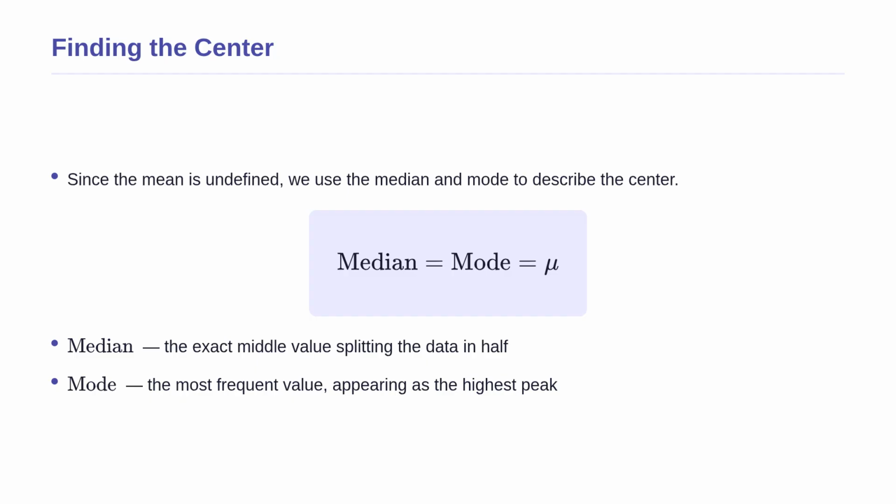Since the mean and variance are completely undefined, how do we describe the center of this distribution? We must rely on the median and the mode instead. Because the Cauchy distribution is perfectly symmetric, its highest peak, which is the mode, and its exact middle point, which is the median, both sit right at the location parameter mu. So if you need to find the center, you simply look at mu. This gives us a perfectly valid, mathematically sound way to describe the distribution without relying on a non-existent average.